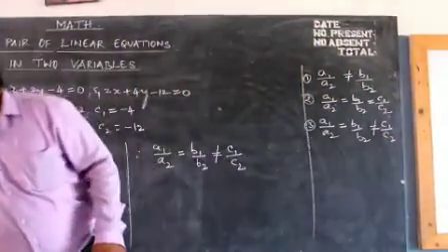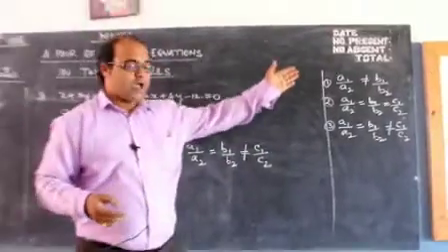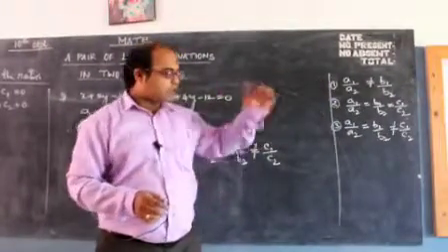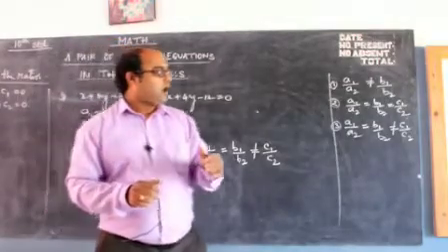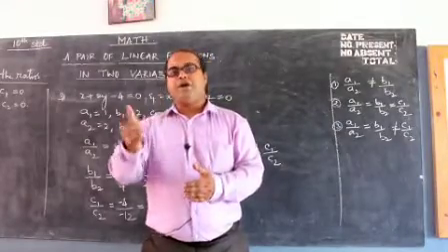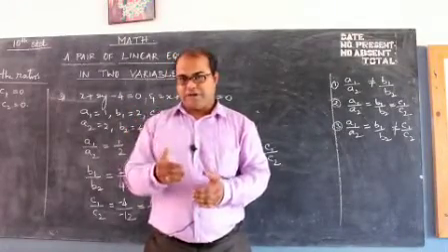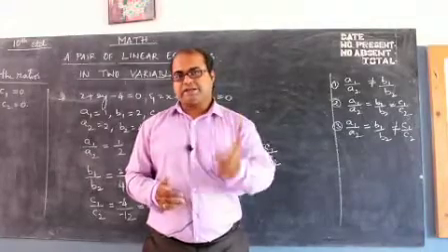Okay children, so these are the relations we have got. Using these relations we can find how the graph will behave if we draw a graph. That we are going to discuss in the next class.